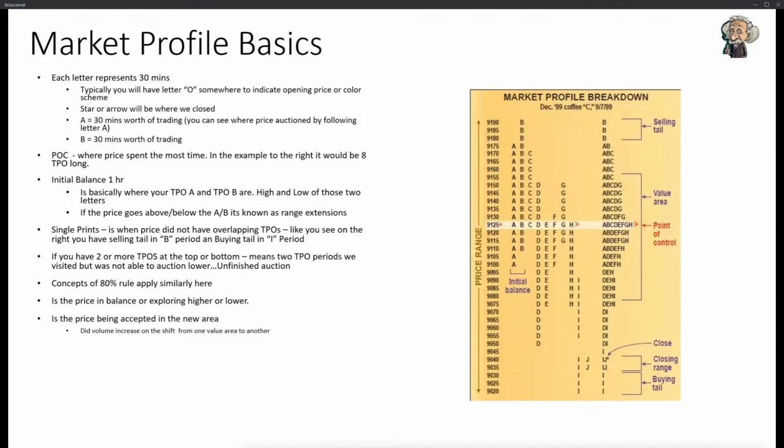Can you please go over it? Yeah. So let's start with each letter. Each letter, like the A period, represents 30 minutes of trading time. B period is another 30 minutes. Therefore, the initial balance of 1 hour is what? AB. It's the initial balance. That means you take the highs of the A's and B's, and that would be our initial balance of the day. What is the opening range time frame? First 30 minutes? First hour?